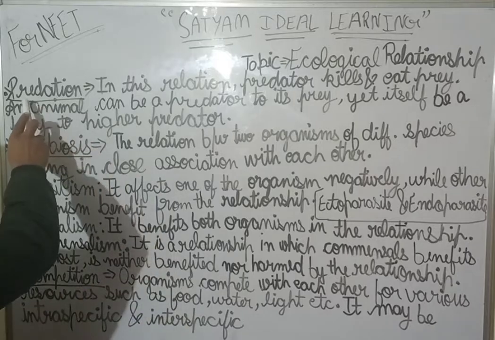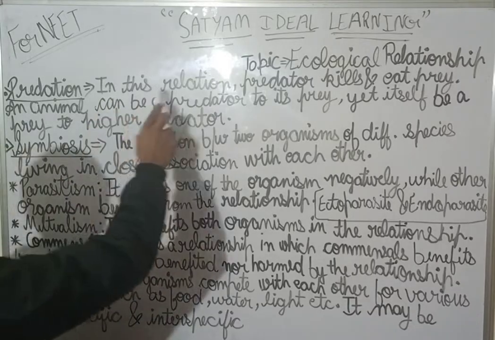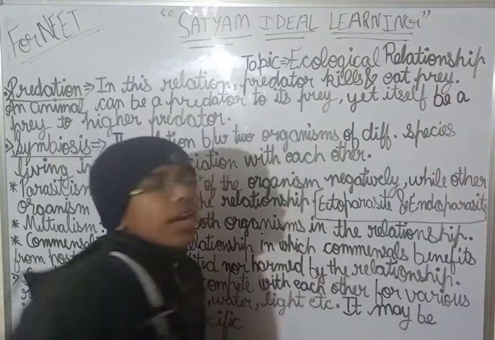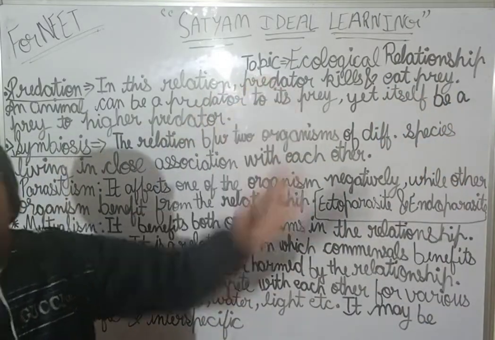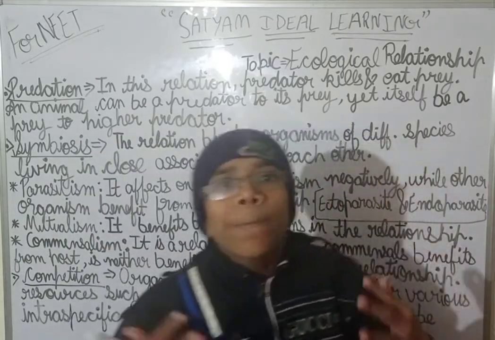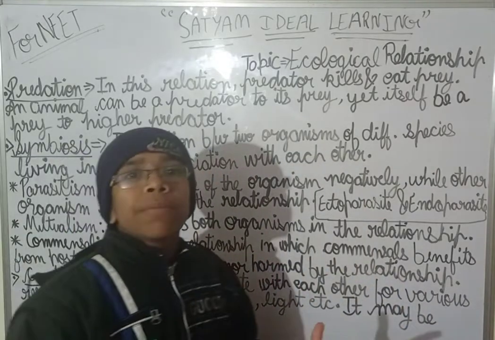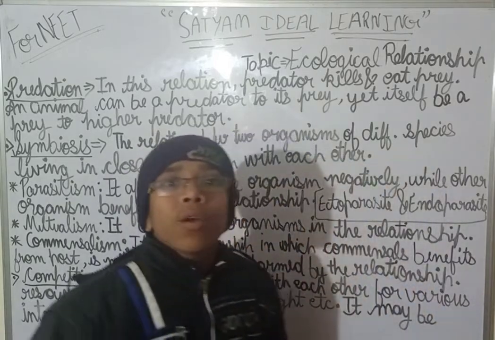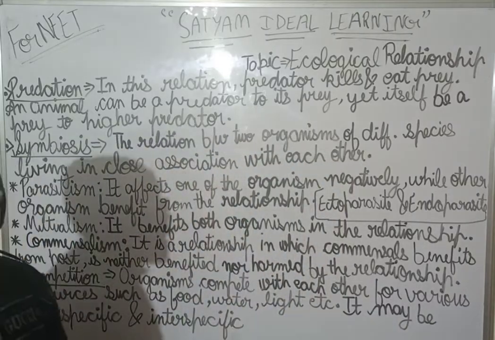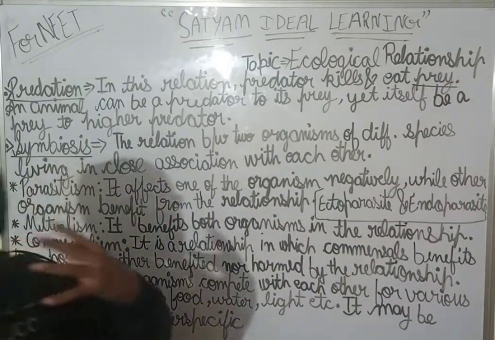Okay, at the very first, predation. Now what happens in this predation? In this relationship, predator kills and eats prey. Now what is a predator? The animals that eat and kill other animals are known as predators. And whom do they eat? The predator eats its prey. So prey are those animals which are being eaten by the predator.